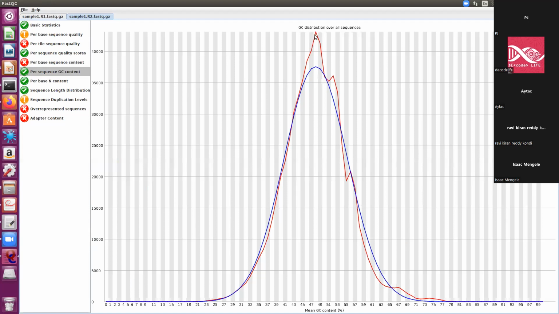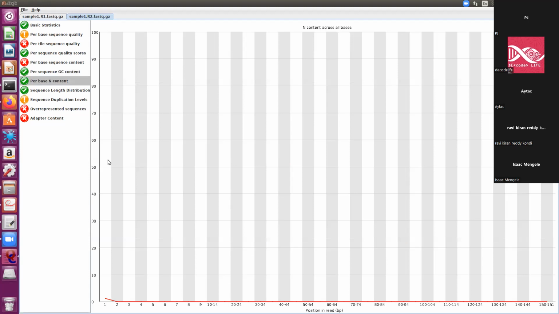Then comes the GC content. The ideal GC content is almost a bell-shaped curve, and ours is also near it, as I have explained in read one. That's why it shows this type of curve. Then if we see the N base content, it is very negligible. It is very good in both read one and read two.